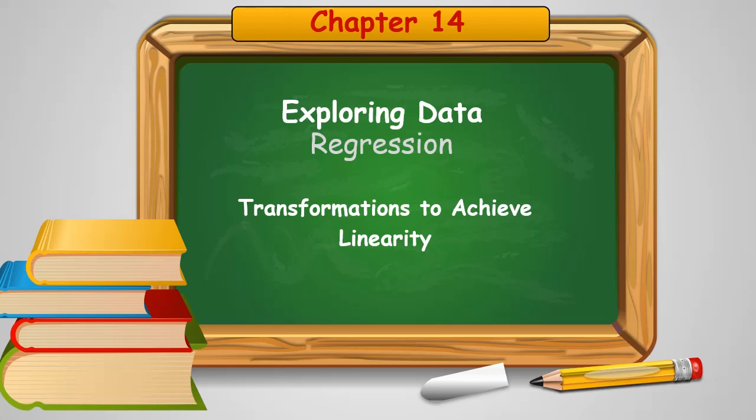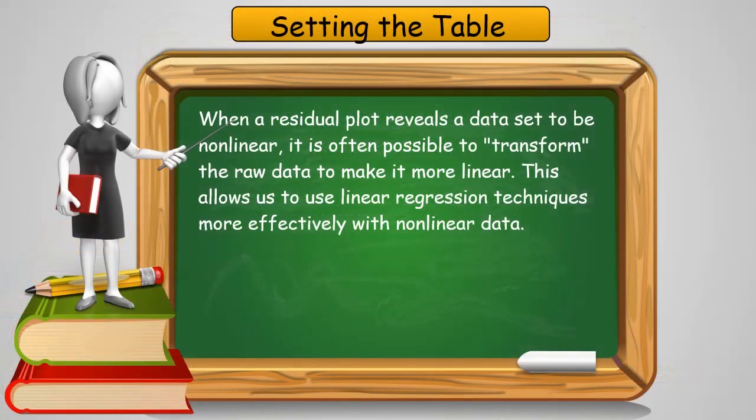As we mentioned, there are times when we see curvilinear data in the residual patterns and we're not able to perform simple linear regression. It is possible to achieve linearity through transformations of the data, and that's what this chapter is going to be talking about. So when a residual plot reveals that the data set is nonlinear, we can transform the raw data, which will allow us to use linear regression techniques more effectively on nonlinear data. And so we need to walk through some of the various ways that we can perform that transformation.